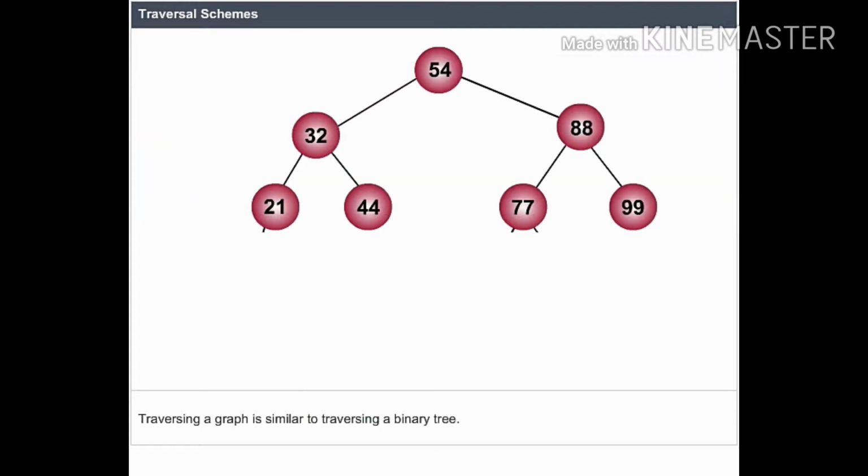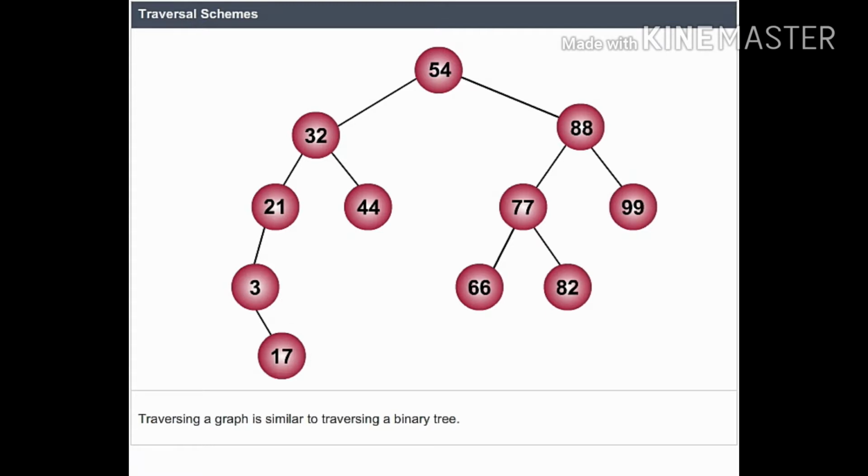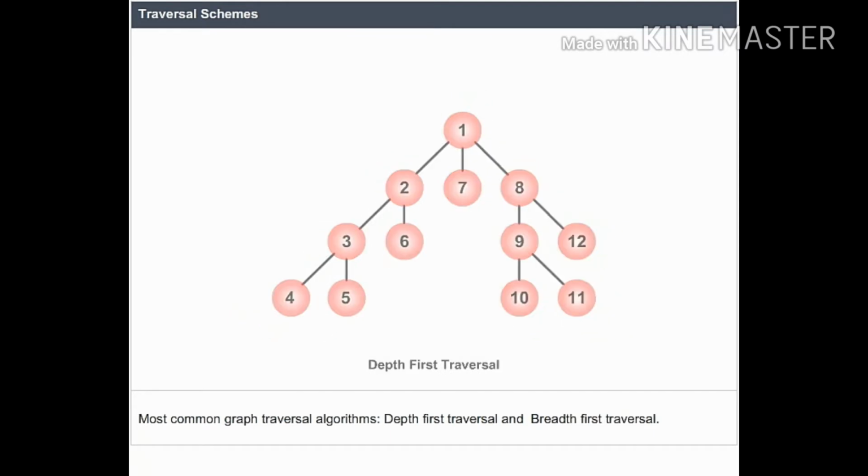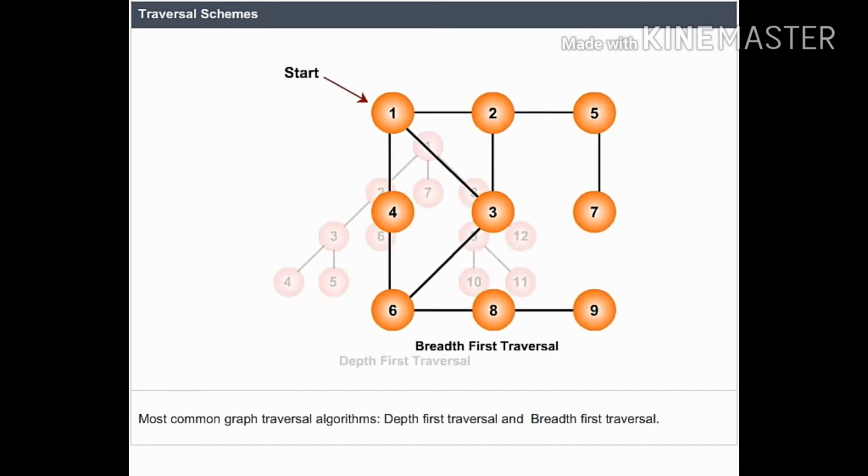Traversal schemes. Traversing a graph is similar to traversing a binary tree. A graph might have cycles, and it might not be possible to traverse the entire graph from a single vertex. The most common graph traversal algorithms are depth-first traversal and breadth-first traversal.